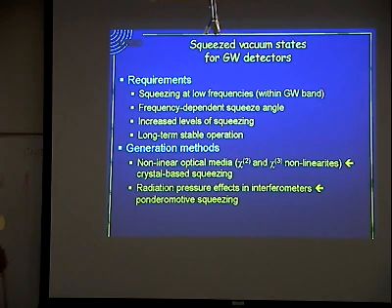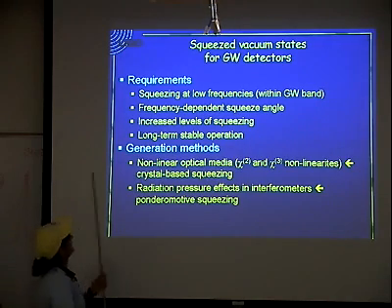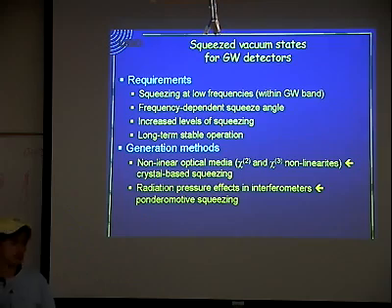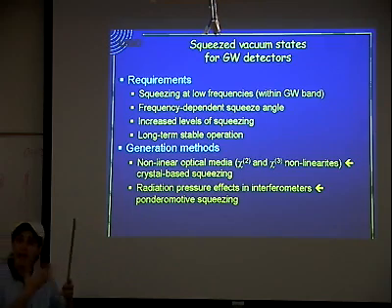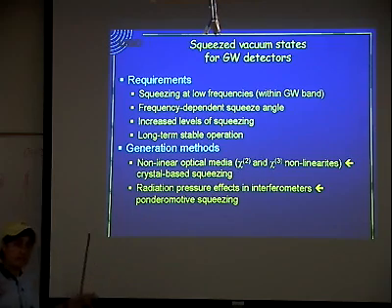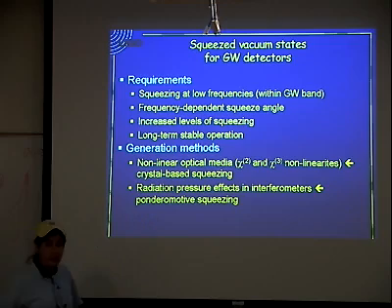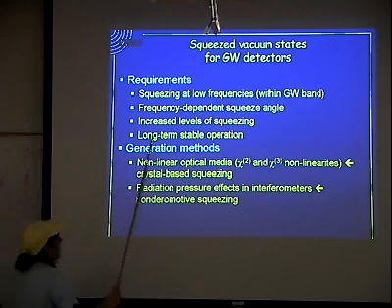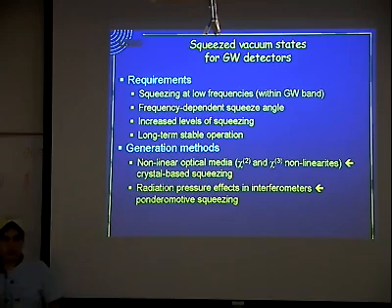So here are then the requirements. This is what we would like. We'd like squeezing at low frequencies. And keep in mind that the plots that I showed you are all in our frequency band of detection, sort of 10 hertz to 10 kilohertz. We would like to have this frequency-dependent squeezing. We would like to have lots of squeezing. This is, of course, the more is better philosophy. And we'd like to have it be a long-term, stably operating squeeze source.